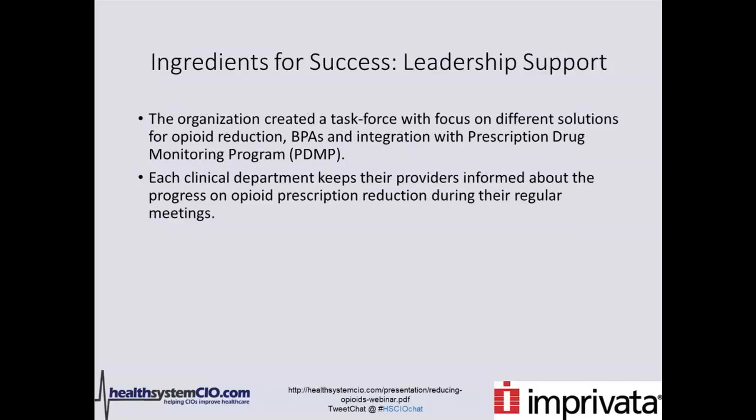We have implemented solutions for opioid reduction, any kind of best practice alerts, and integration of PDMP data into our EMR. Then we have several layers of responsibility based on our organization structure through different departments and sections in each of the departments. They have ongoing conversation and monitoring of the dashboards that we provided to make sure that we take every opportunity for helping our patients.